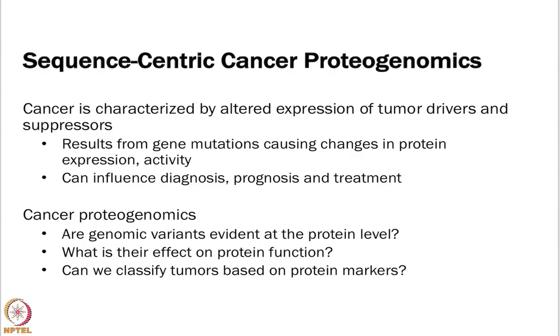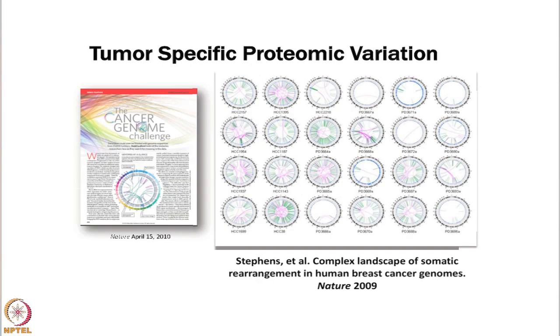Okay, so this is really specifically important in cancer because, as you've heard many times, there's a lot of altered expression, either SNPs, right, mutations causing changes in protein expression, and we really want to understand if these are found at the protein level and if they are, what their effect is on the protein function. Just showing that there's a lot of variability in how much variation occurs in different tumors, even if they're in the same type of tumor.